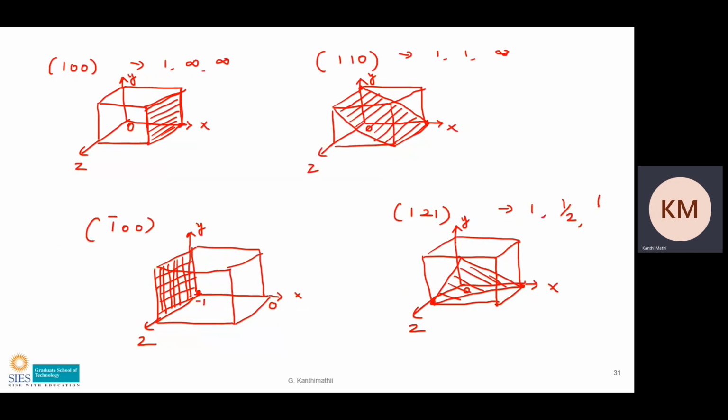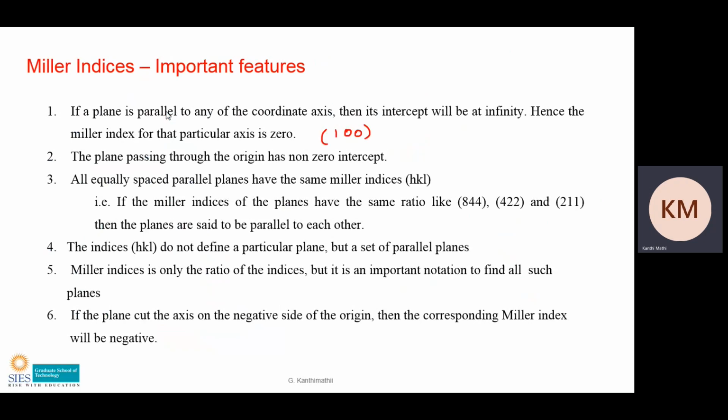If you remember, I had already told you that 100 is a plane which is any one of the faces of the cube. 110 is something that is passing through the face diagonal, and 111 is something that is passing through the body diagonal. So a plane which is passing through the origin definitely would have non-zero intercept.